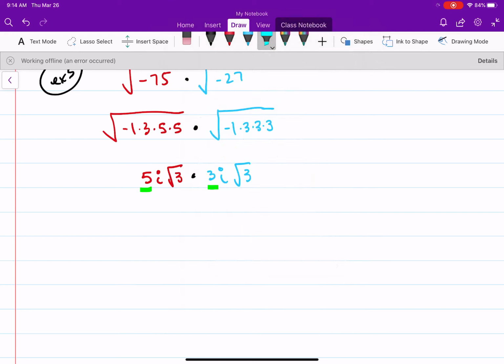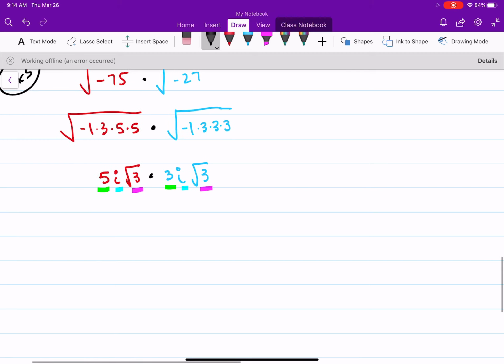I would have to multiply the i and the i. And I would multiply the radical with the radical because they're both the same index. Okay, so what do I have here? I'm going to have 15i squared times, and square root of 3 times square root of 3 is just 3.